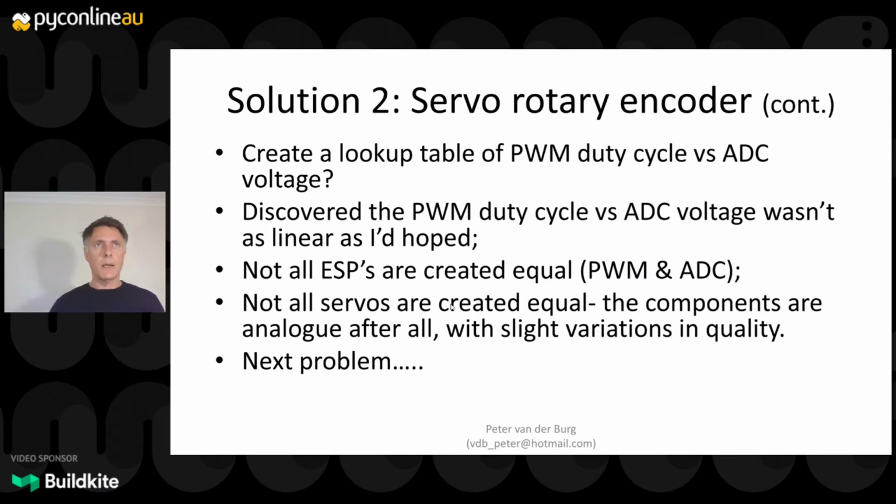So what do I do with it and how do I use it? I could simply just create a table of duty cycle versus ADC voltage, but when I was working on that, I found that I was getting differences between the hardware. And of course, we're dealing with analog electronics here, and not all analog devices are created equal. Nor are all ESPs created equal, as I also found out. So I was having different results of different combinations of servos and ESPs. So I needed to do something else.